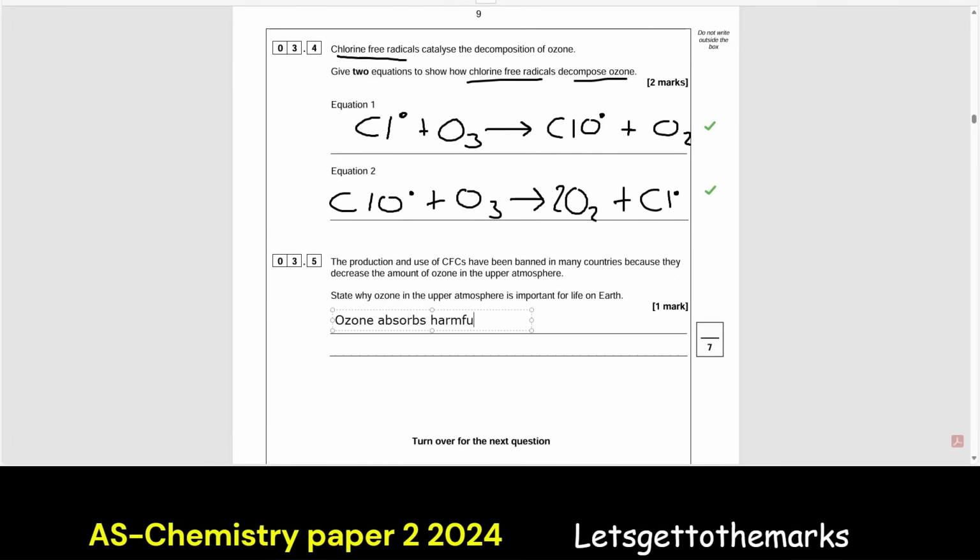Now, it's the harmful. Now, I don't know if you have to be specific and say UVC, because there's UVA, B, C rays. I think in the AQA syllabus, we can just say ozone absorbs harmful ultraviolet radiation. Actually, it says why it's important to life on Earth, so I think we're just saying ozone absorbs harmful UV radiation is enough. And that is it. We don't need to specify which bit of the radiation is harmful. Is it UVA, UVB, or UVC? I don't think that's on the syllabus.